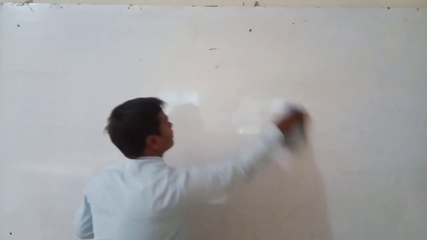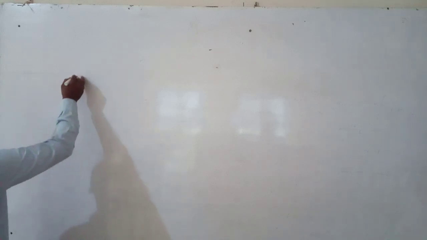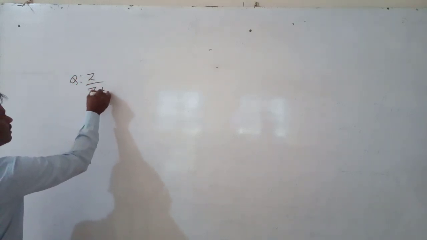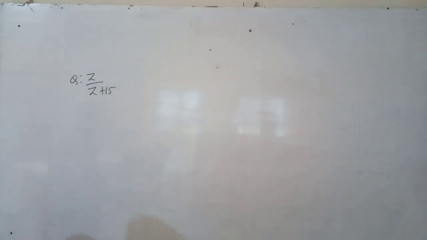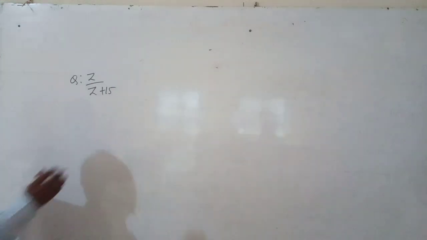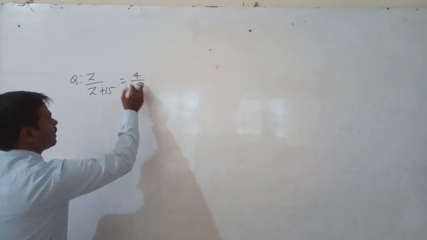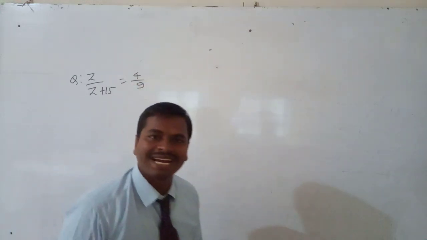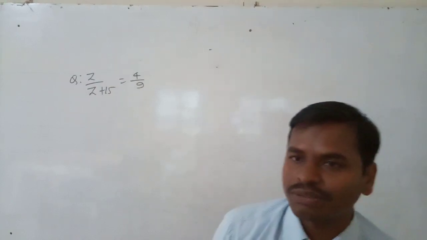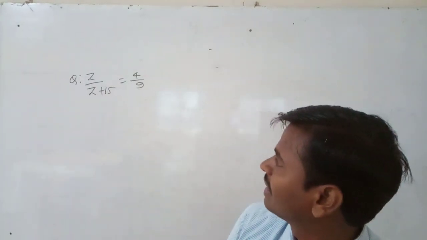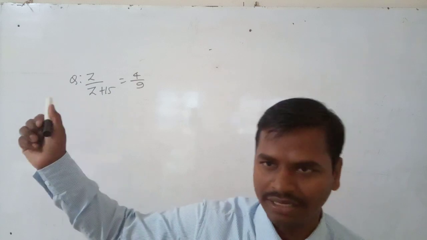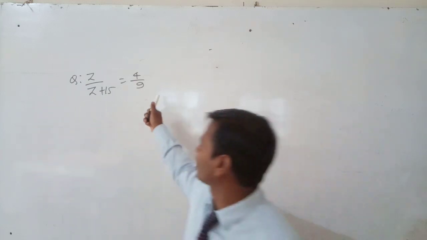The next question is z divided by z plus 15 equal to 4 by 9. Now here both sides of the fraction parts are there. In this one what we should do? We should shift the denominator to the other side: denominator of the right side to the left side, denominator of the left side to the right side.